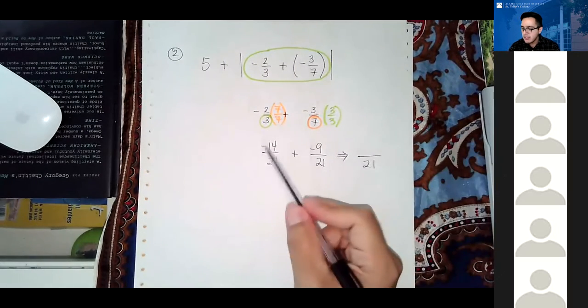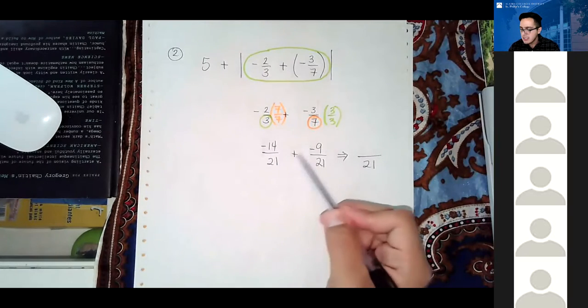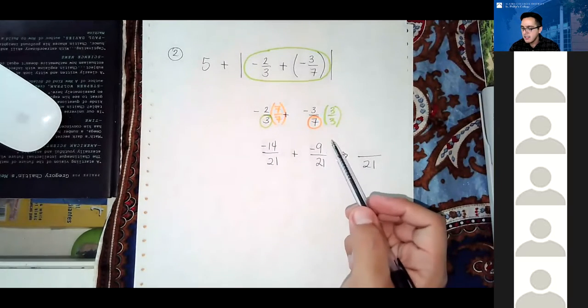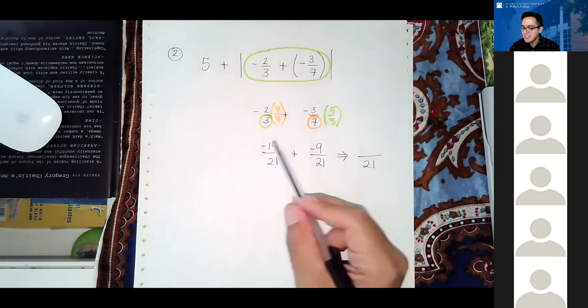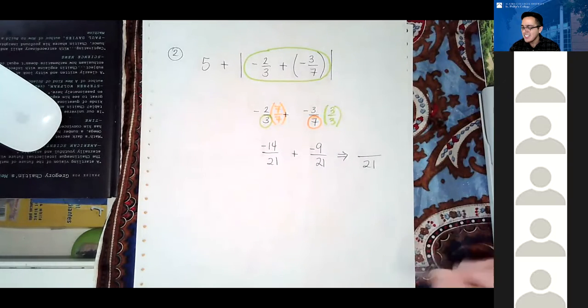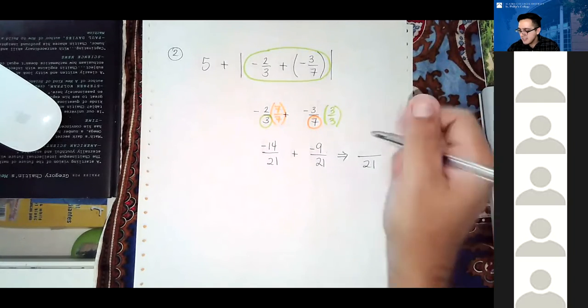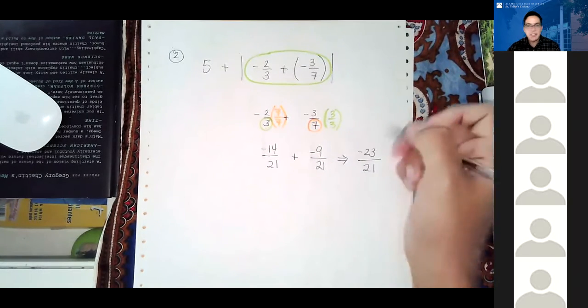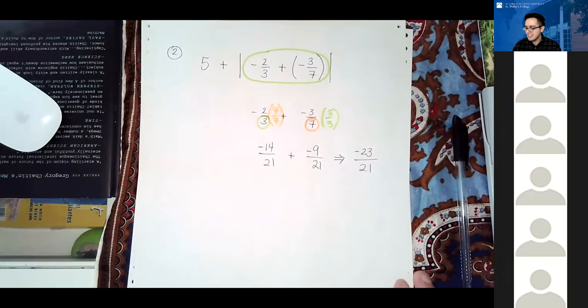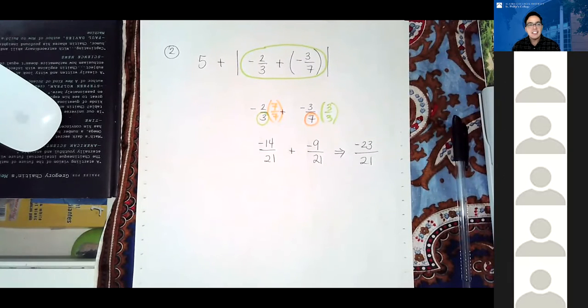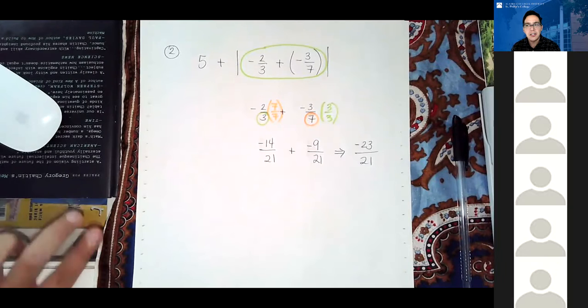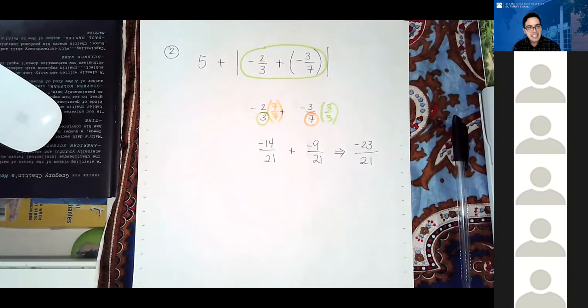Well, now we can keep the common denominator, which is 21. And all we need to think about is negative 14 plus negative 9. So can anybody tell me, though, what is negative 14 plus negative 9? Negative 23. Yeah. Negative 23. Is anybody confused by that, though? I think it leads to good discussion if people admit their confusion by that, because it can be confusing.